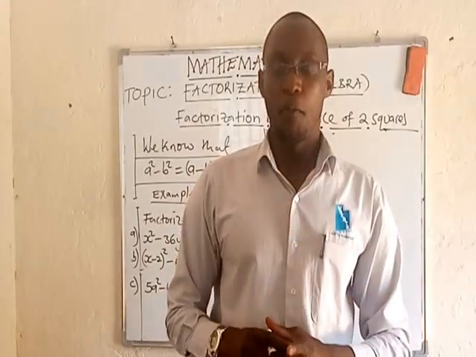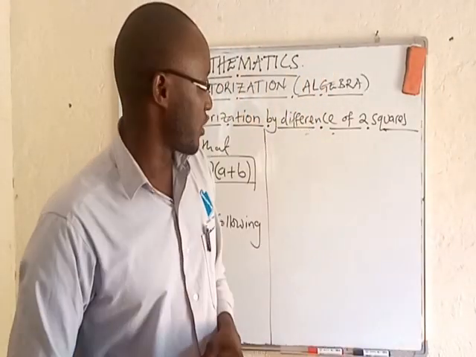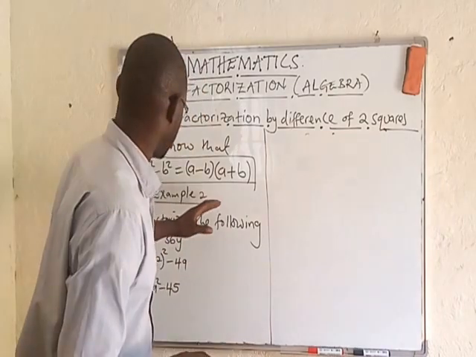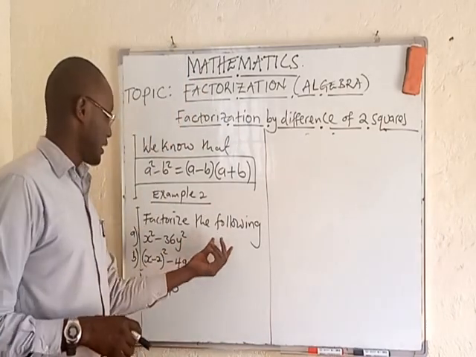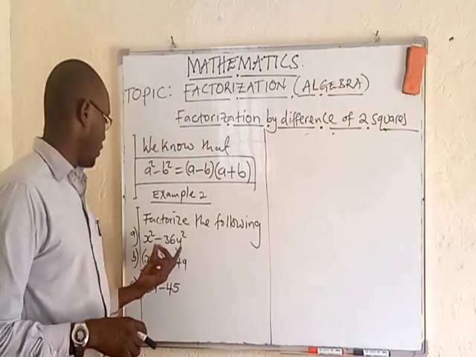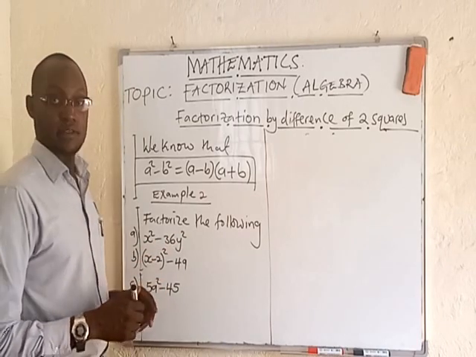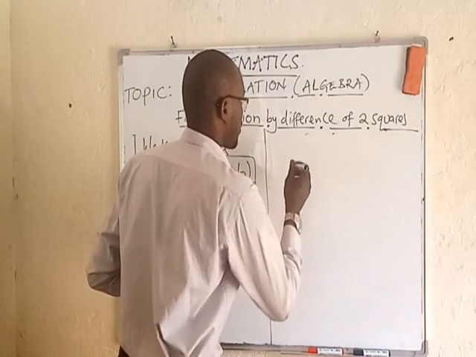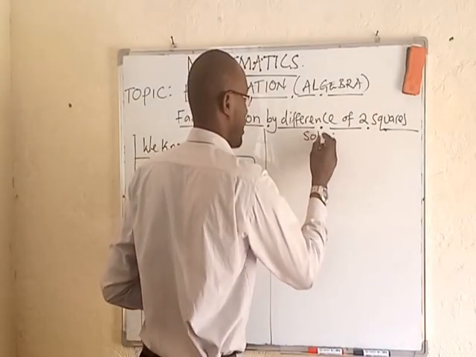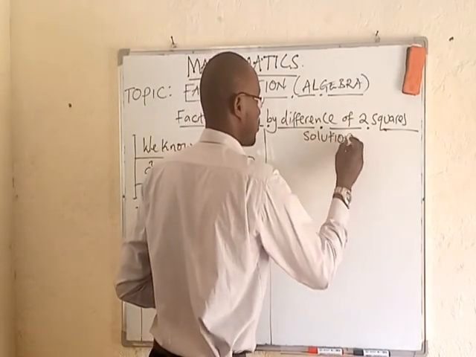Yes, dear viewers, we'll be back from the break. Yes, we are still proceeding. We have gone now to example 2. Example 2 is telling us to factorize each of the following. So x squared minus 36y squared is our first question. So we can come here and say, Mr. Examiner, sir, this is our solution.